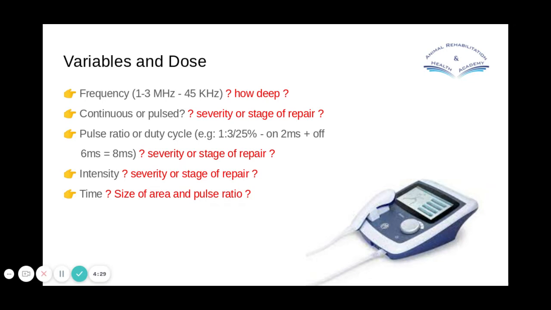So I'll quickly explain these different variables that can be used when you're setting up an ultrasound machine. If we look at the frequency, we're going to be between 1 and 3 megahertz, as I've already mentioned. There are some machines that are at 45 kilohertz, and they are long-wave ultrasound machines, but the majority of the machines that you will find and the majority of the literature that you will read is on this frequency of 1 to 3 megahertz.